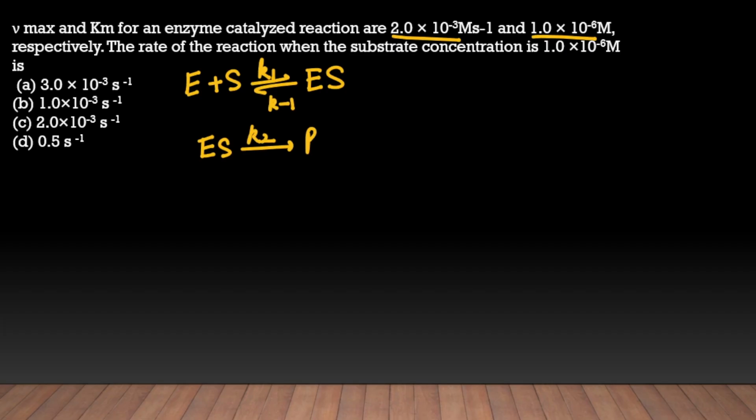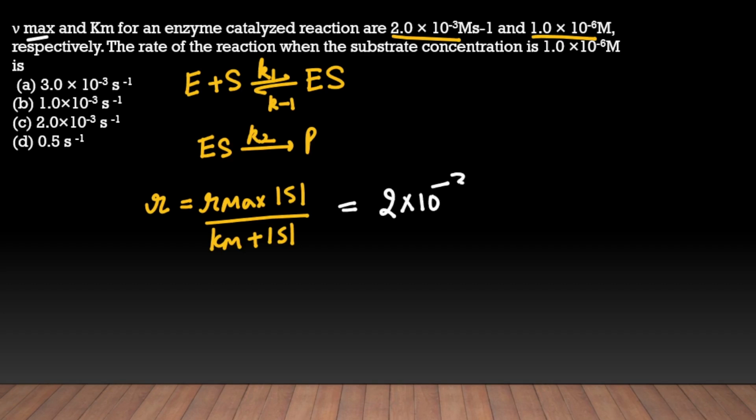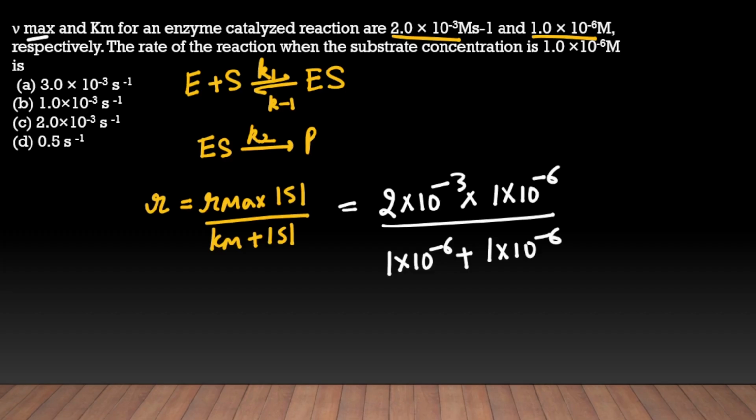For this, the rate value we find is equal to Rmax into S upon Km plus S, right? Now these values are given. Vmax, which means the Rmax value, we substitute: 2 into 10 raised to the power of minus 3. The substrate concentration is 1 into 10 raised to the power of minus 6, upon the Km value, which is 1 into 10 raised to the power of minus 6, plus S, which is 1 into 10 raised to the power of minus 6.